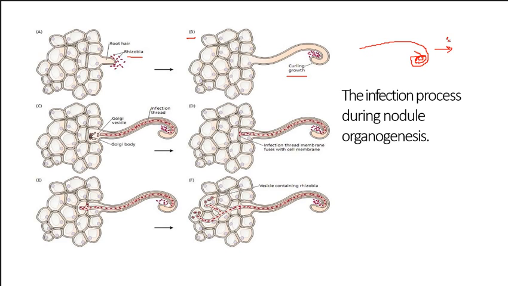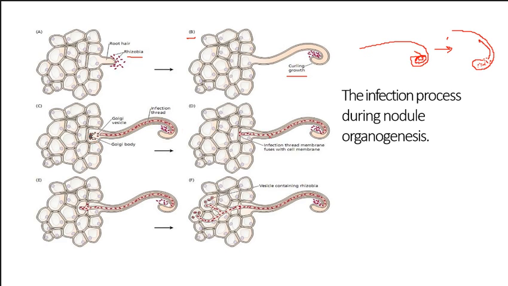As a result, what happens? Here, the cell wall and the plasma membrane break off and the bacteria take entry into the root hair. After that, what happens? There is the formation of the infection thread. This infection thread is formed by the fusion of the Golgi vesicles, and then through the infection thread, the bacteria reach the cortex of the root.